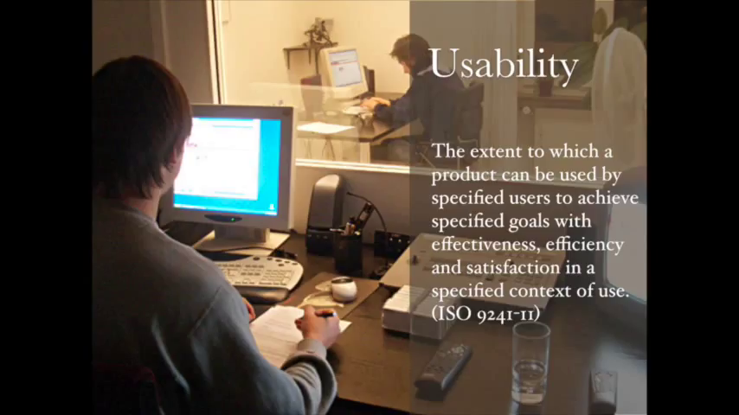So it's about the extent to which the product can be used by specified users to achieve their goals. What is the goal about? It's about effectiveness, efficiency, and satisfaction, like why the user is happy or not in a specific context of use. The context is really important.